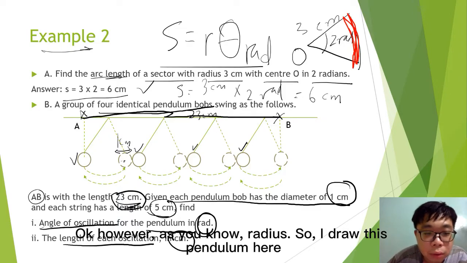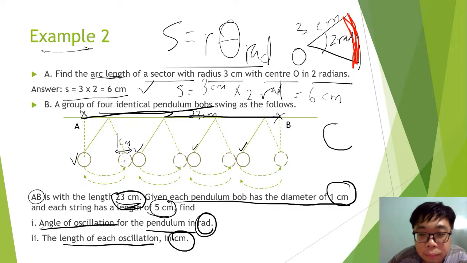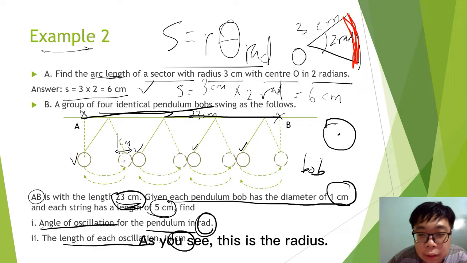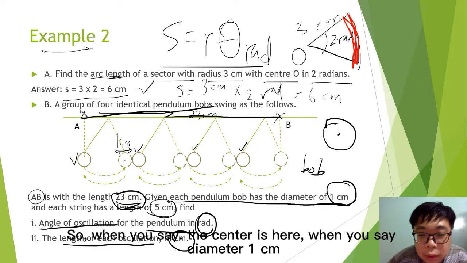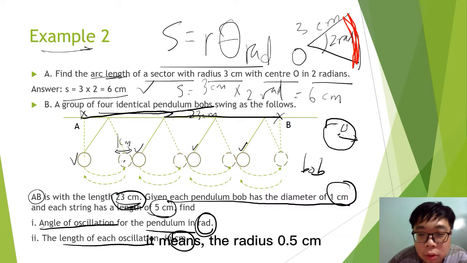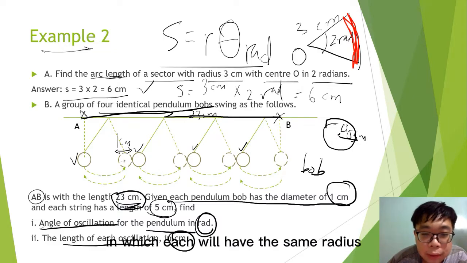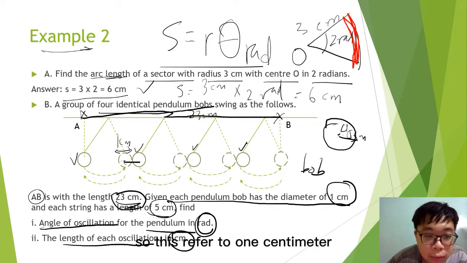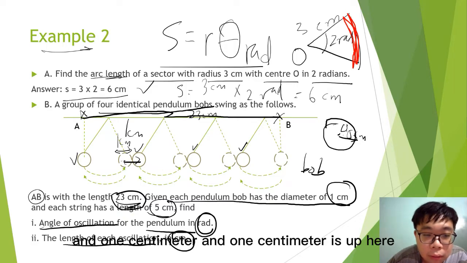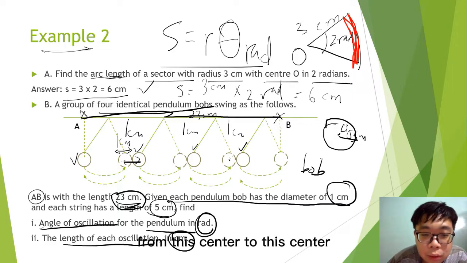However, you should know the radius, so I made this pendulum bigger. This is a pendulum ball. You should see this is a radius. When you say your center is here, and the diameter is 1 centimeter, it means the radius is 0.5 centimeter. You should know these are 4 identical pendulum balls, in which each ball has the same radius. So this refers to 1 centimeter from this center to this center.